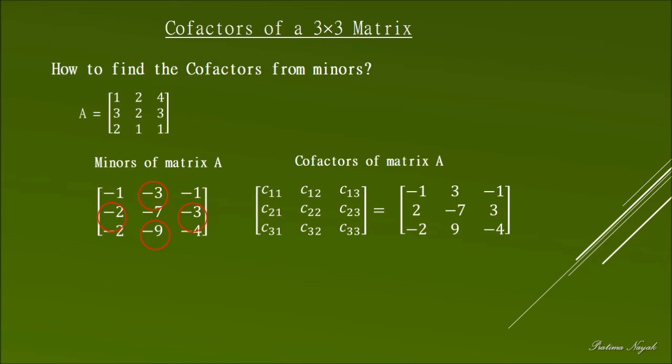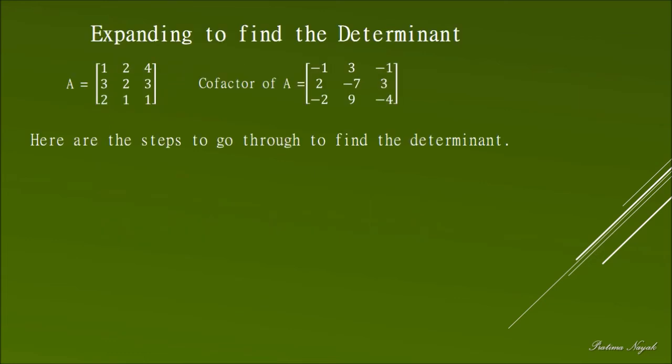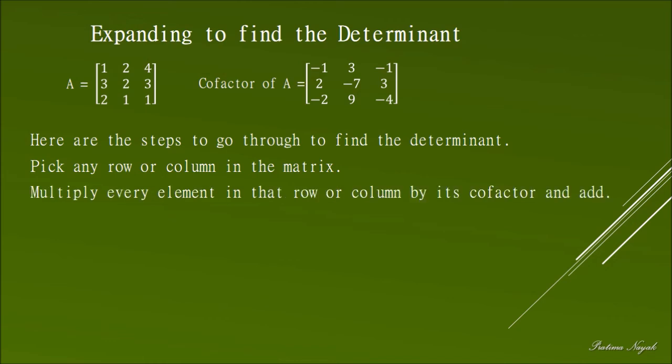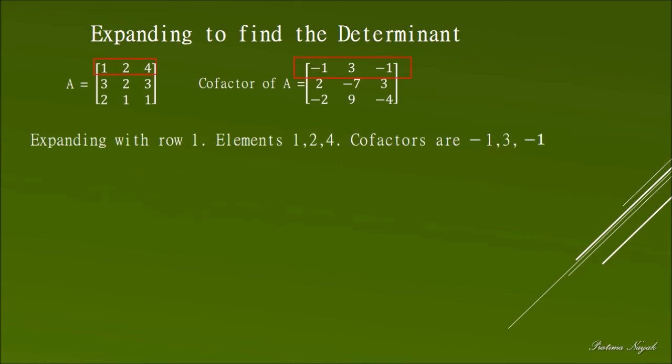Next is to find the determinant. So here are the steps to go through to find the determinant. Pick any row or column in the matrix. Multiply every element in the row or column by its cofactor, then add the results. The total result is the determinant. Now we'll expand with row 1.